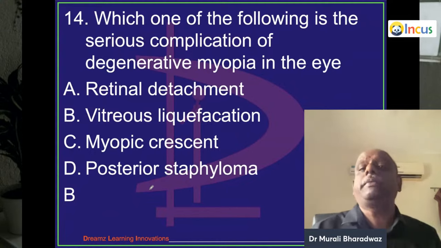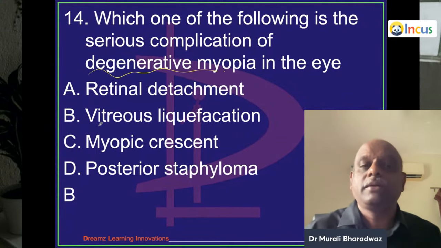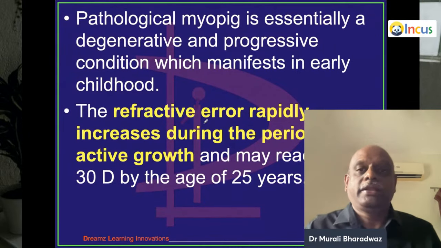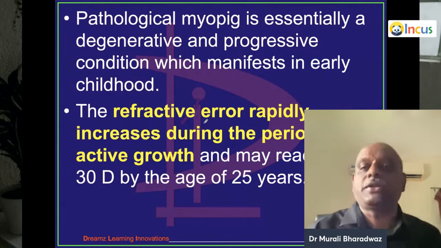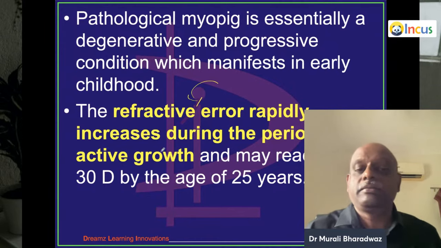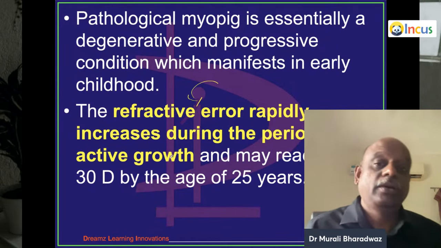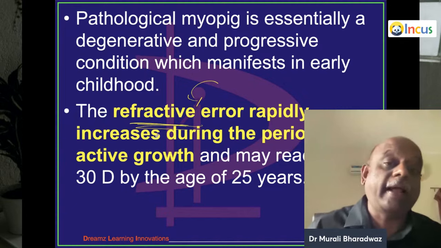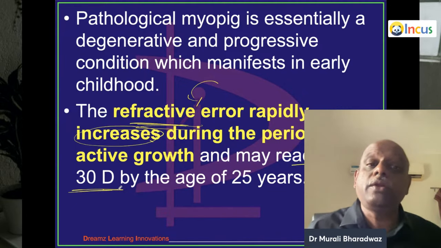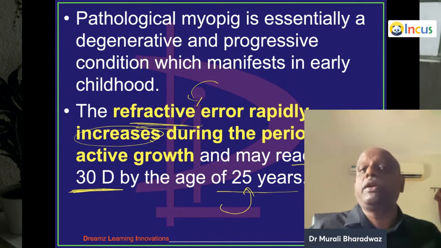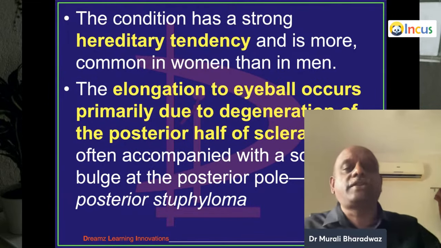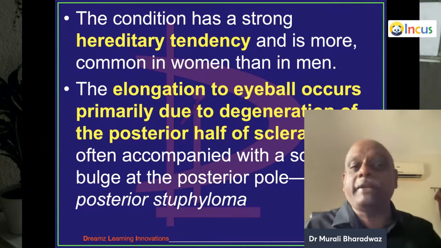Which is the serious complication of degenerative myopia? Vitreous gets liquefied. The pathological myopia is a degenerative process. And typically, the refractive error, whenever we actively grow, rapidly increases and will reach 20 to 30 diopters by the time the person reaches the 25th year of life. And there's also a hereditary tendency for the patients to get pathological myopia.